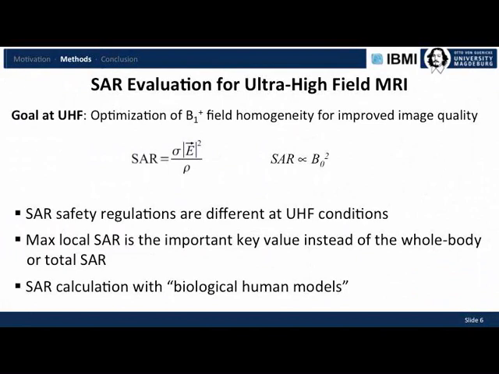But at ultra high field you have the problem that the SAR will increase with the square of the B0 field strength. The safety regulations are always the same, but for ultra high field you are focusing on the maximum local SAR, and usually in normal clinical systems with a body coil, you just take the point of view of the whole body SAR. There you just use the weight of the patient and divide by the power you put in.